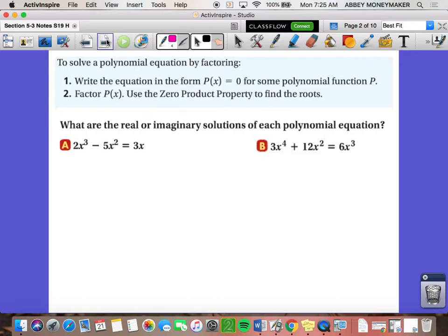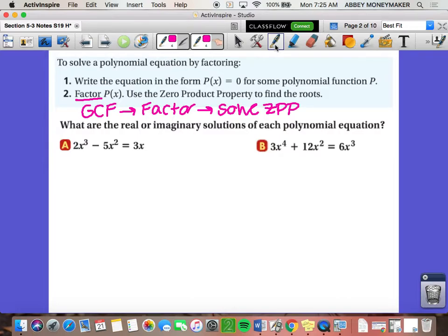So the first thing we need to talk about is, in order to solve a polynomial equation, what are you going to do? The same thing that we did with quadratics. You're going to get the equation set equal to 0, and then you're going to factor. When we factor, we always want to look for that greatest common factor first, and then from there we can factor, or we could do anything that we did with a quadratic, and then we solve it by the zero product property.